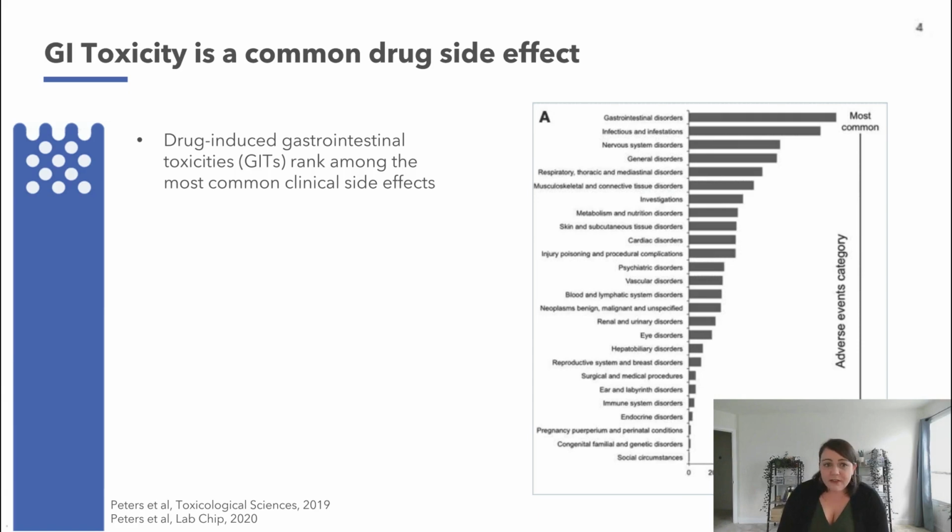So this toxicity of the GI tract is a really common side effect of a lot of different drugs. The image on the right does show a lot of adverse events that happen when we're taking pharmaceutical drugs. And these GI toxicities, or GITs as I'll call them, are the most common. So that's at the very top of that list. Now, a lot of people have been trying to figure out how we best predict these GI toxicities prior to going into clinical trials.